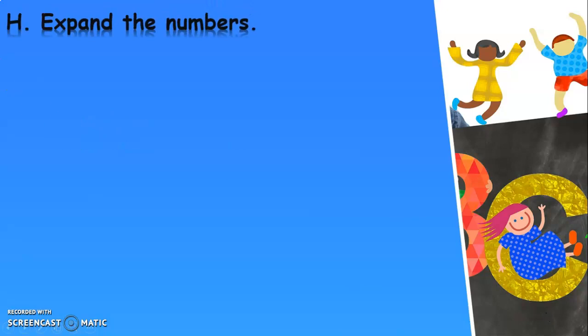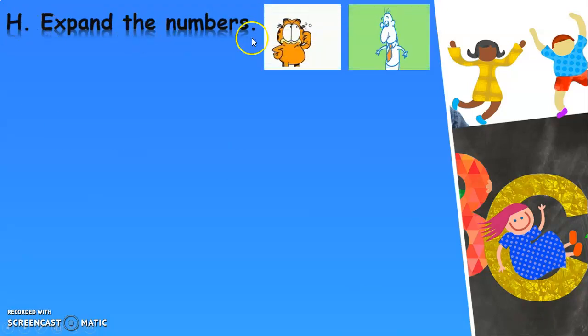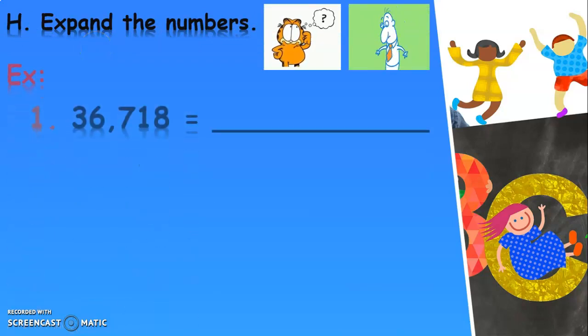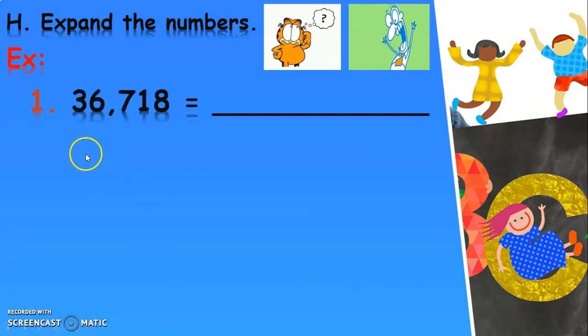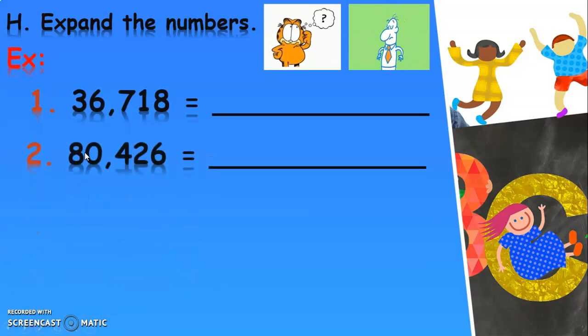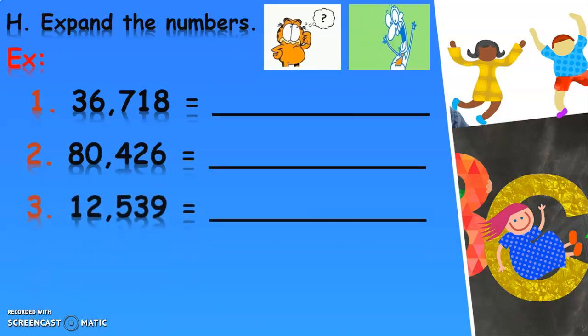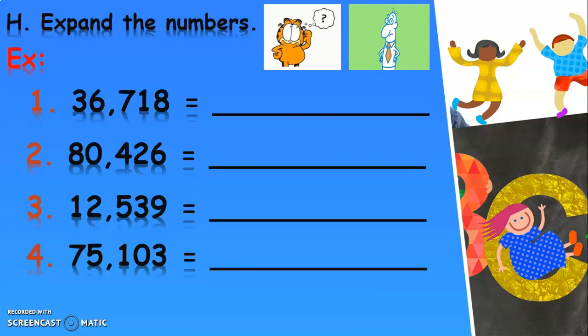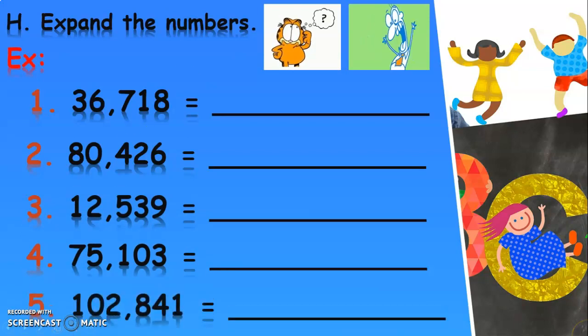Now we have to answer letter H. For letter H, we have to expand the numbers. It means we have to write the number in its expanded form. Try to think of your answer for number 1, for number 2, number 3, number 4, and also for number 5. Try to think of your answer. If you are finished, you can now see the correct answers.